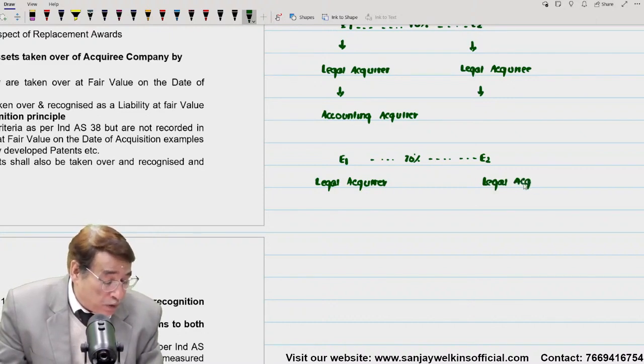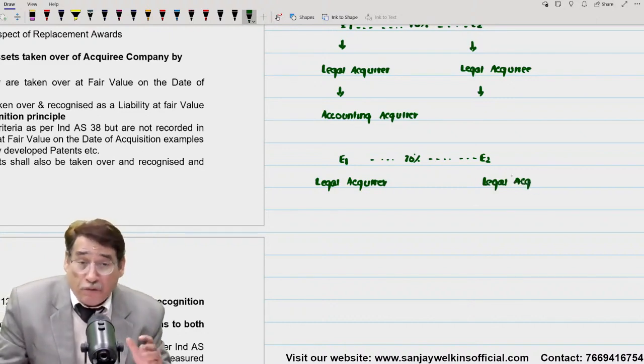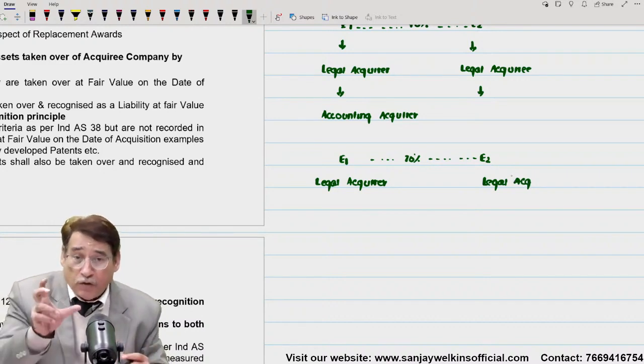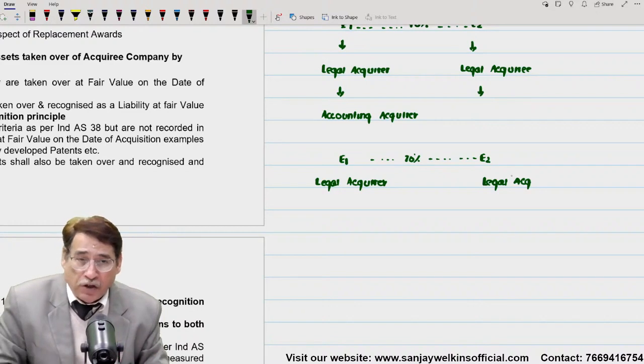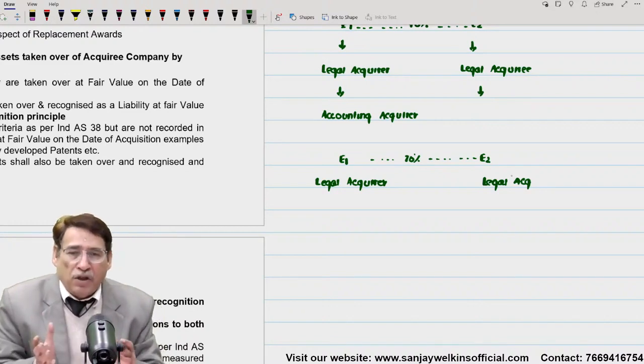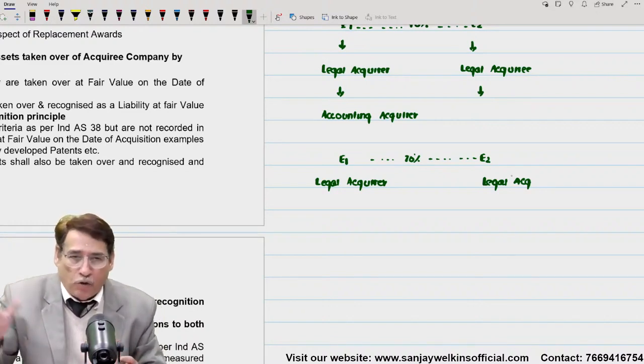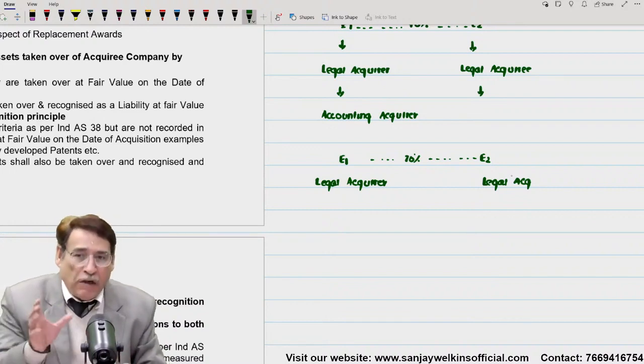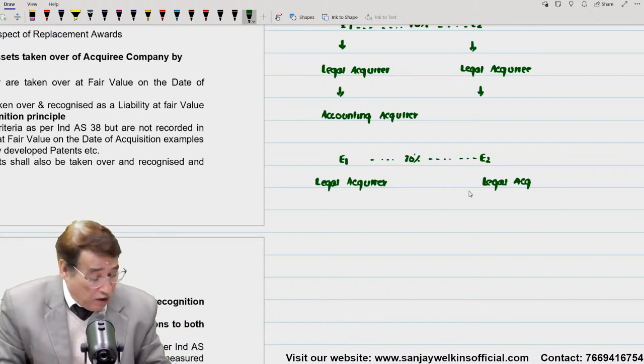Remember, in this particular chapter, in our notes, we have kept nearly 24 sections. So you can visualize the length and breadth of this chapter. Each section comprises a question, and we have kept a separate section for reverse acquisition. I will talk about reverse acquisition later on.